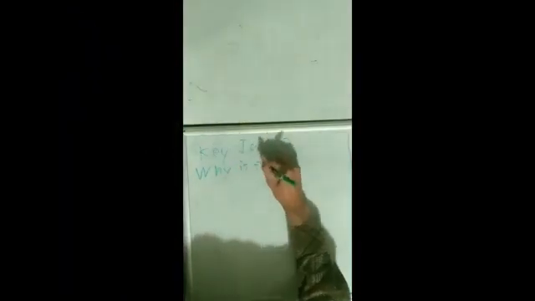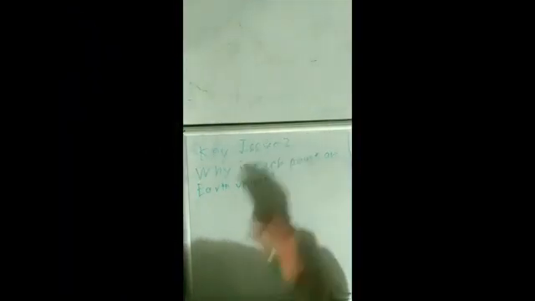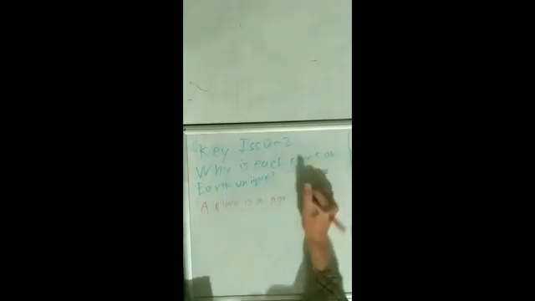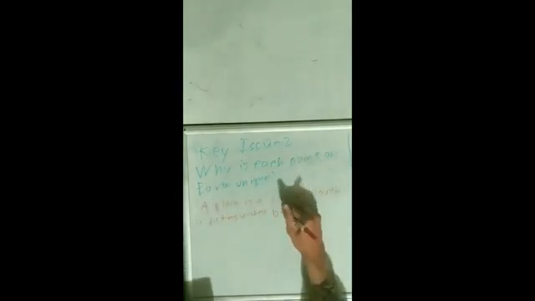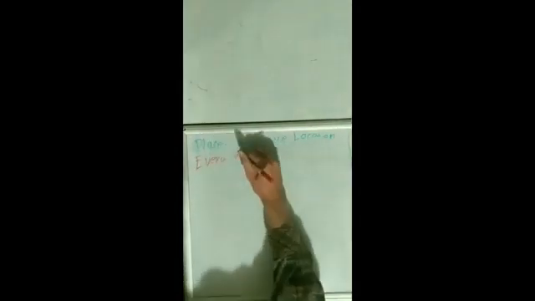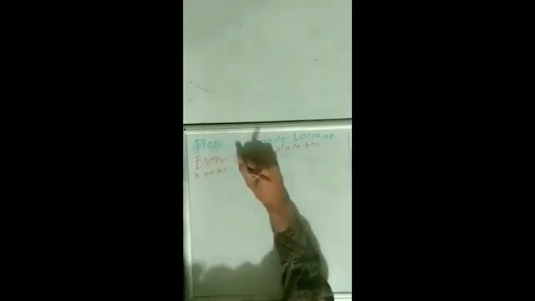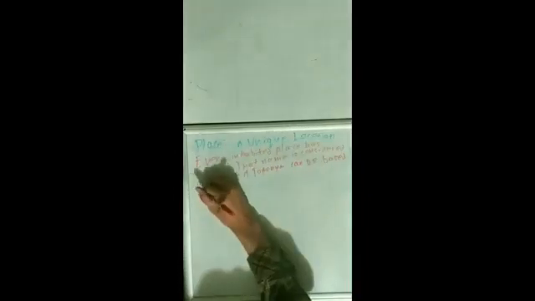Key issue 2. Why is each point on Earth unique? Every place on Earth has a toponym. This toponym can be based on many things. Those things include people, religion, or physical features.